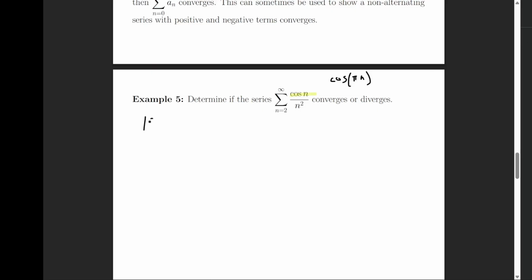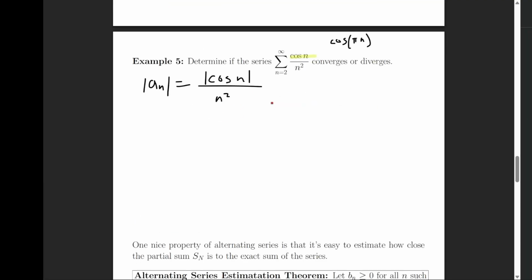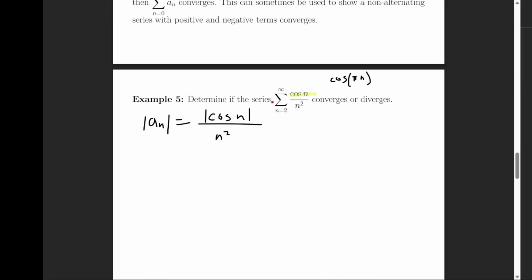So if we do the absolute value first, we take the absolute value of this. But since it's n squared, we know that's obviously positive, so we can just ignore the absolute value bars. So I think in this case we're going to be using the direct comparison test, because you look at it, you kind of have a hunch, and you have to decide what test you want to use. So we're going to use the direct comparison test.